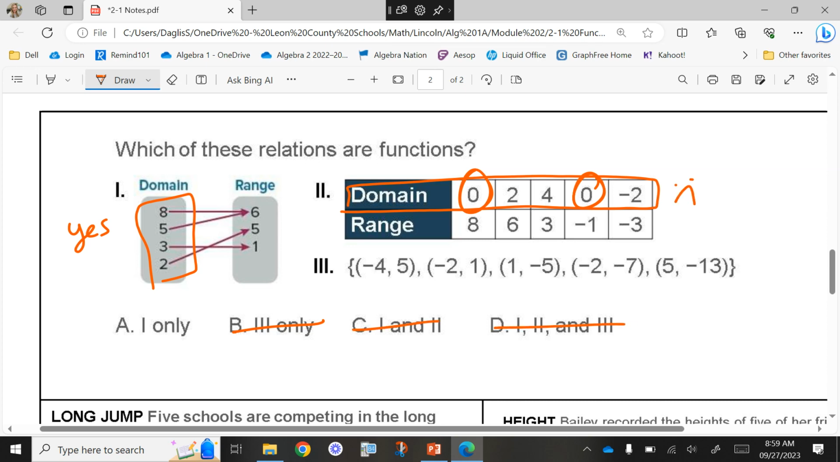So, I think we have our answer, but let's just double check. Number 3. What did we focus on? The first number or second number or both? Just the first number each time, right? Because it goes X, Y. So we looked at just -4, -2, 1, -2, and 5. Is it a function? No, why not? There we go. We have 2 -2s. Therefore, it is not a function. So yes, relation A is the only one that is also a function.